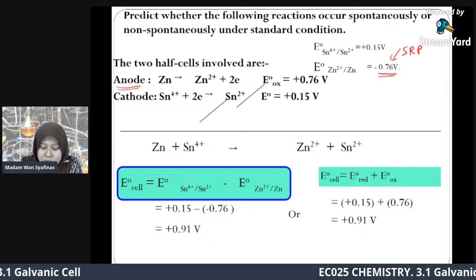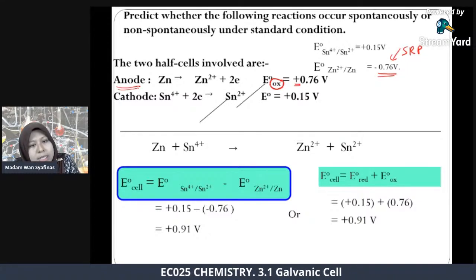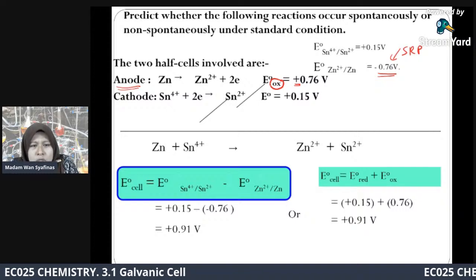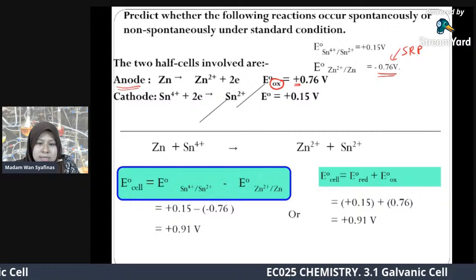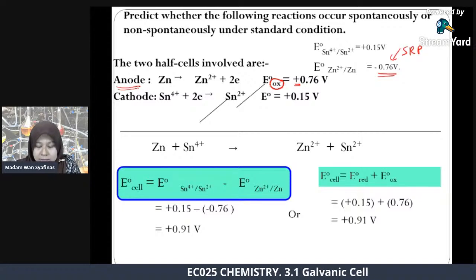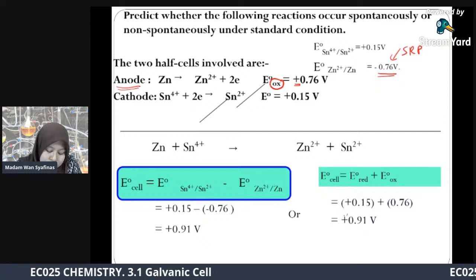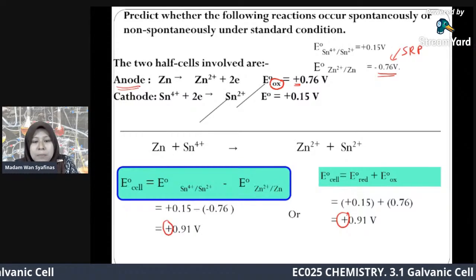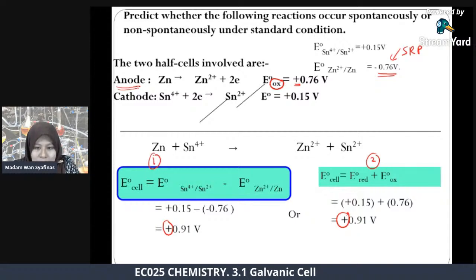So bila E not oxidation, nilai dia positif lah, dia ubah sign. Okay, untuk cathode kita ada tin. Tin undergo reduction. So bila dah tahu anode dengan cathode ni, kita akan calculate nilai E not cell dia. Bila kita calculate nilai E not cell, kita dapat nilai dia positif. Kamu guna formula pertama pun positif, kamu guna formula yang kedua pun positif. So bila dapat positive value, maksudnya reaction is spontaneous reaction.